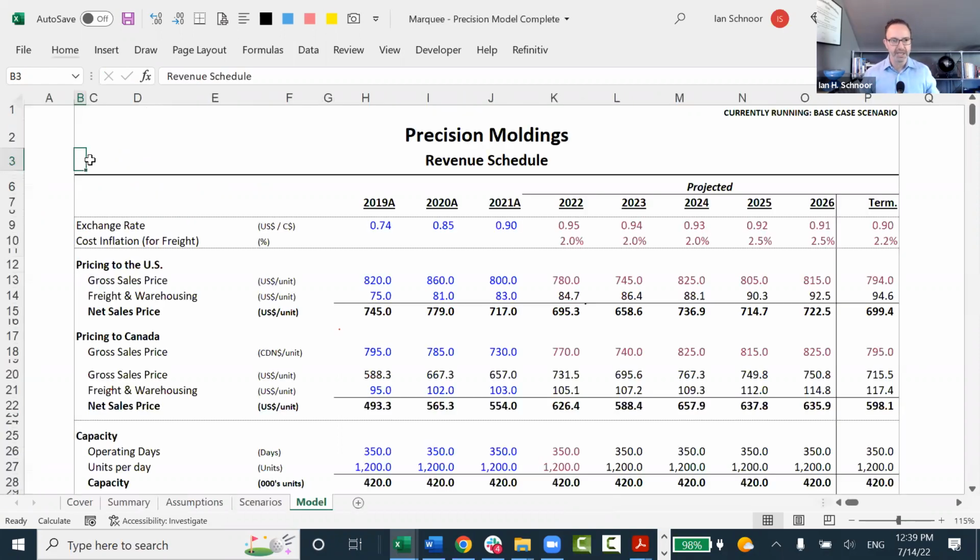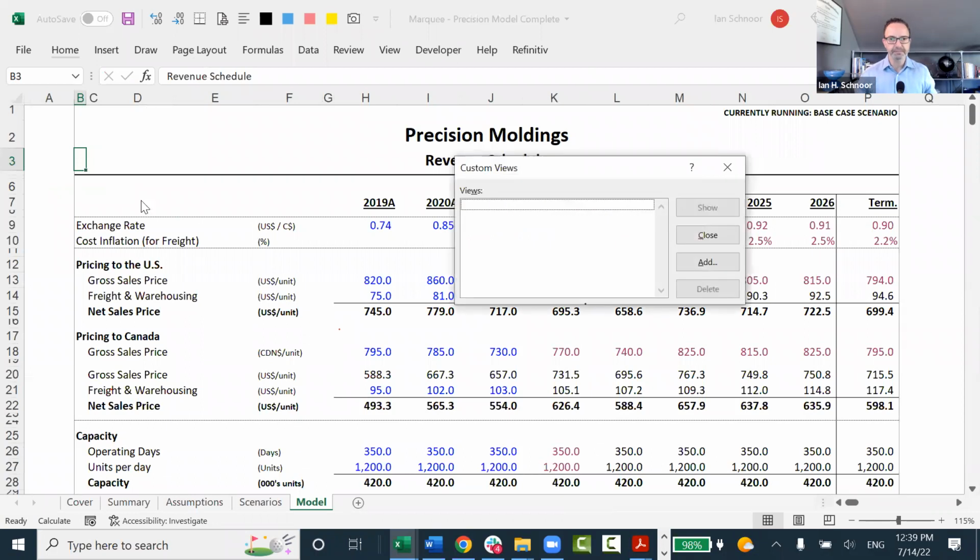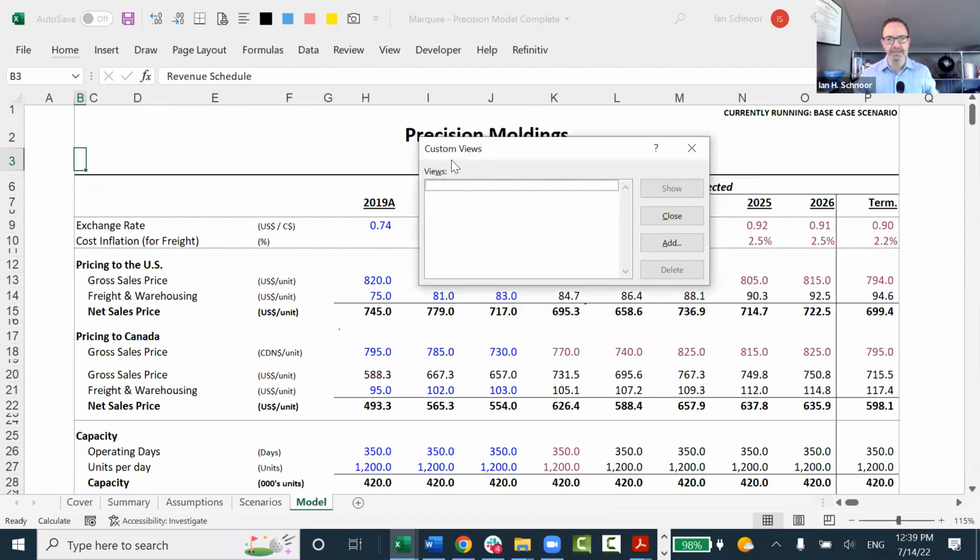Let's do it, please. I'm going to go to my model. I'm going to put my cursor at the very top, and I'm going to type in Alt-VV. It opens up this menu called Custom Views.